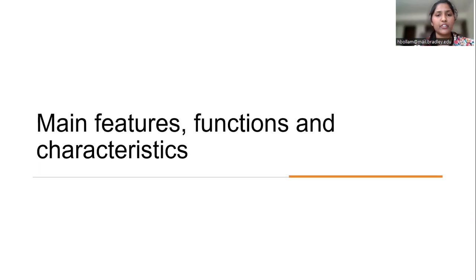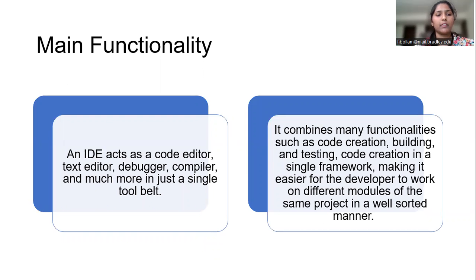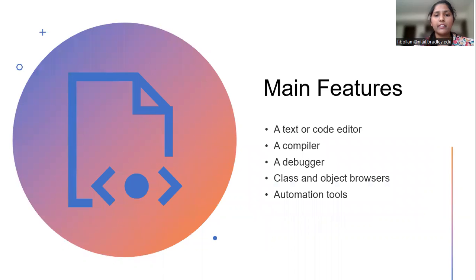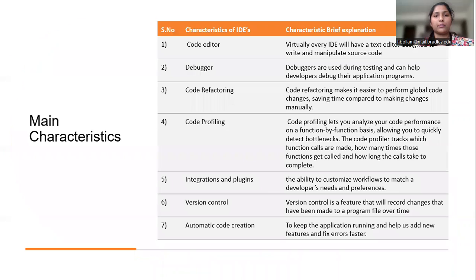And let's see some main features, functions, and characteristics of our IDEs. The main functionality of an IDE is integration. That means an IDE can act as a code editor, debugger, and compiler in a single framework. So this makes work easier for a developer as every module and project will be well sorted. And the main features of IDEs are that it acts as a text or code editor, a compiler, a debugger, and a class and object browser, and it supports many automation and version control tools.